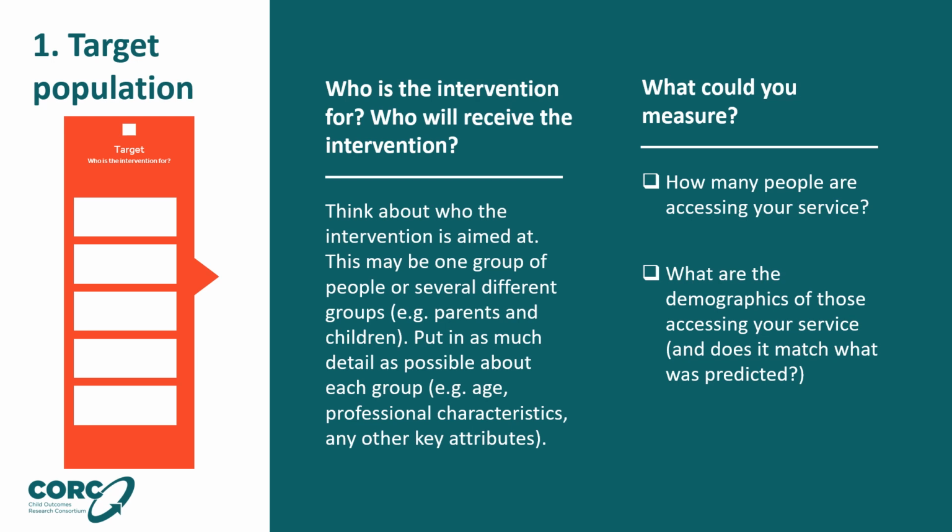Once you've identified that level of detail, you can then think through what you might want to measure. And this could be how many people are accessing your service, or what are the demographics of those who are actually attending. If the numbers accessing or the demographics don't match what you predicted, you can then start to think about why and identify adjustments to delivery that will improve engagement or access for your target population.